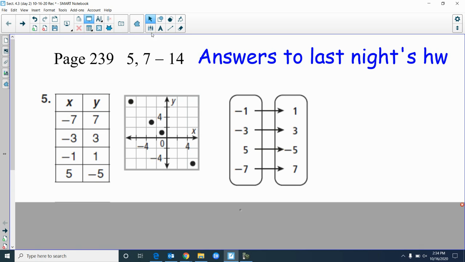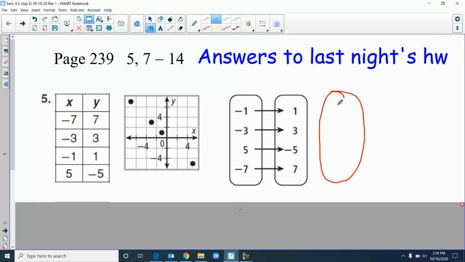The mapping diagram tends to be the one you're least familiar with. What we want you to do is put these in order. So I put -7 here, I put -3, I put -1, and then 5. Those are my domains. Ranges are your y values. I'm going to put those in order: -5, 1, 3, and 7.